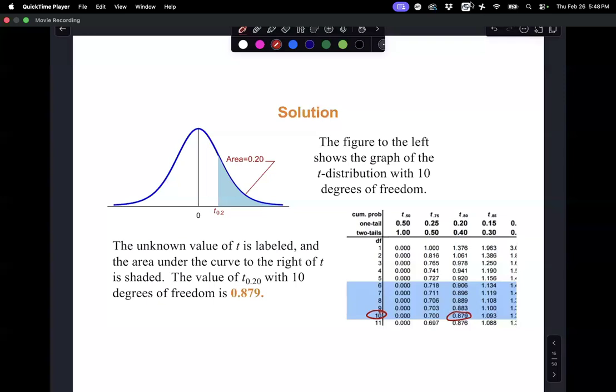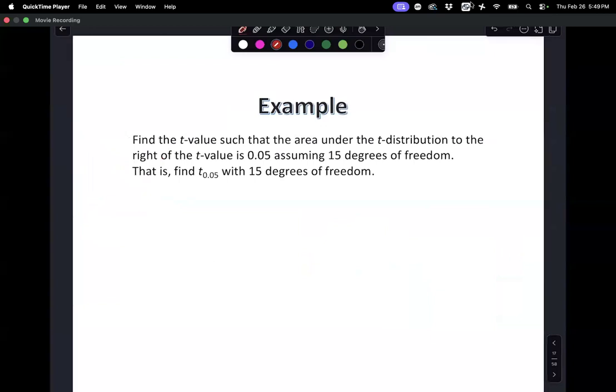The T value has the same meaning as the Z score. It would be a value that is 0.879 standard deviations away from your sample mean, because remember, we're doing sample means here, we don't know the actual mean. So 0.879 is how many standard deviations that value is away from the sample mean. Any questions so far? All right. Okay.